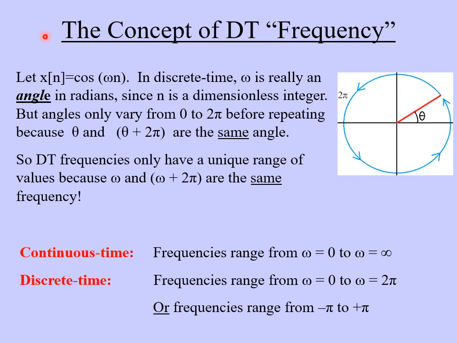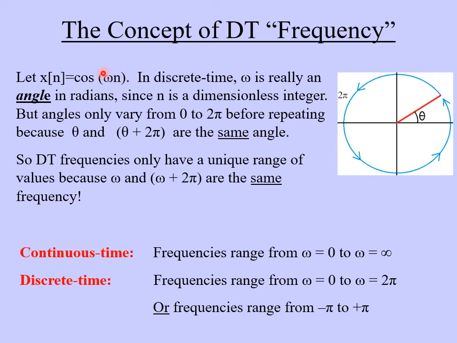So this whole concept of discrete time frequency is kind of interesting because if we consider, let's say, our sequence x of n is equal to cosine of omega n. This is a cosine function that's obviously oscillating with a frequency of omega. But in discrete time, omega is actually an angle in radians. It's not really a frequency, because the reason for this is, again, kind of subtle. This n here is sort of like t, like time, except n is a dimensionless integer. It's just an index. It doesn't carry the units of time.